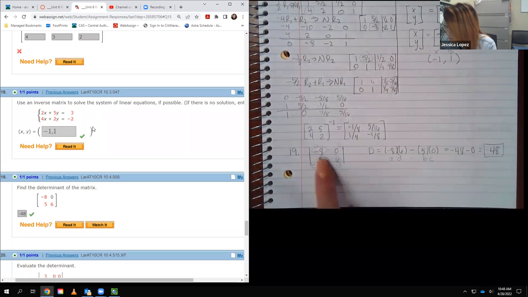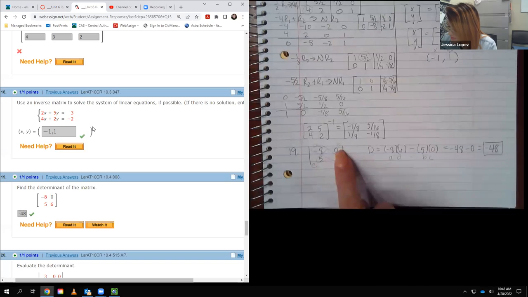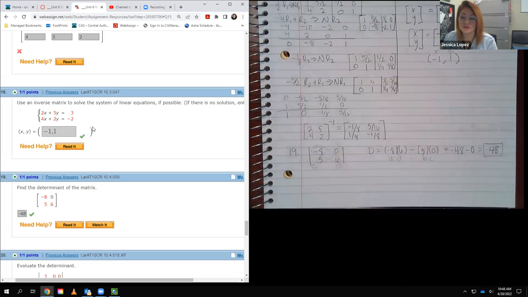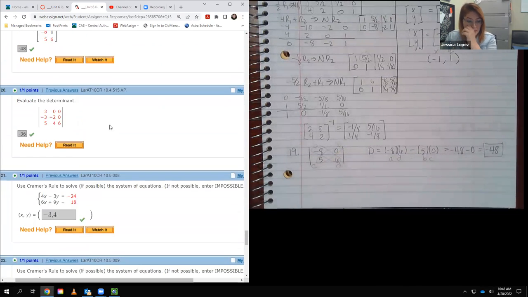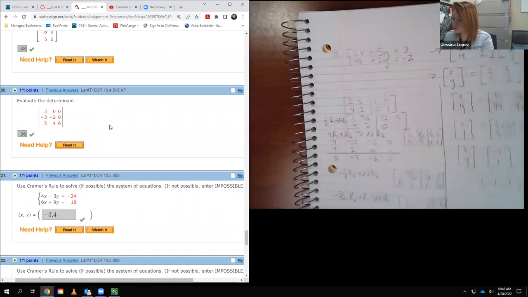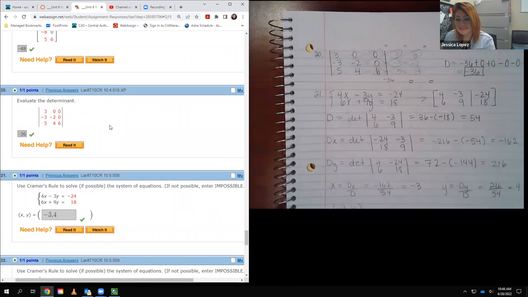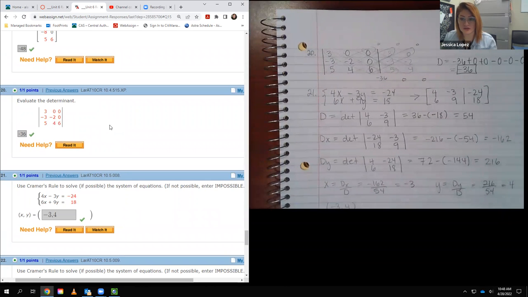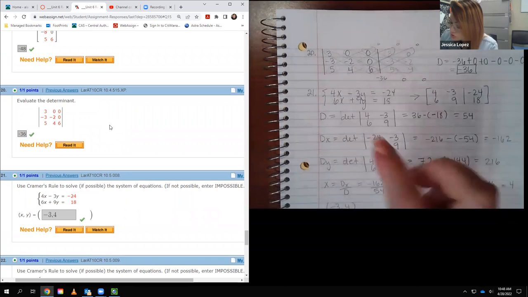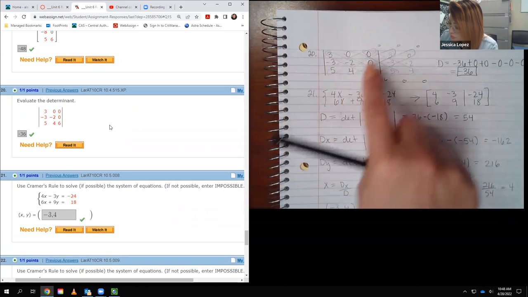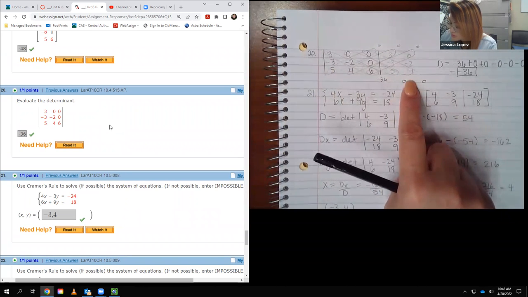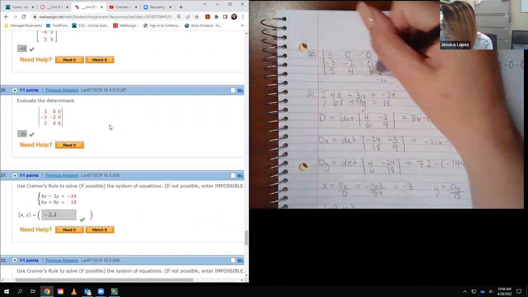Then this times this is -48, minus 5 times 0, which is 0. So the determinant was actually -48. Now for 20, it does not specify whether to use cofactors or not, so I did not. I used the technique that I showed you in the video for this section. You rewrite the first two columns outside that matrix, and then you do the whole triple diagonal.